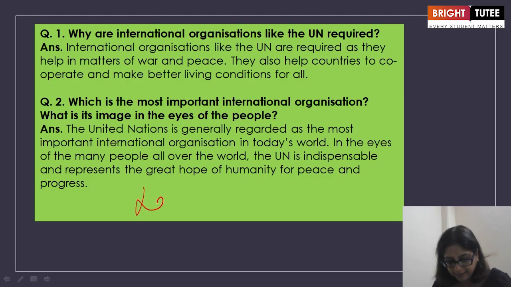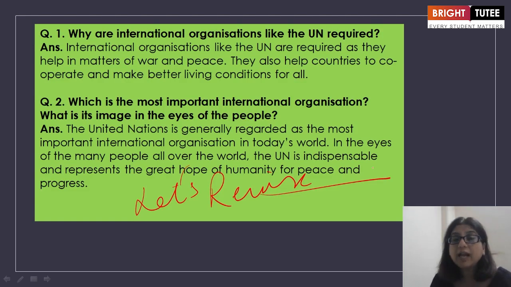Let's revise a few things. Why are international organizations like the United Nations required? Because they help in matters of war and peace, and they also help countries to cooperate and make better living conditions for all. And which is the most important international organization? What is its image in the eyes of the people? The United Nations is generally regarded as the most important international organization in today's world, and in the eyes of many people all over the world, the United Nations is indispensable and represents the great hope of humanity for peace and progress.